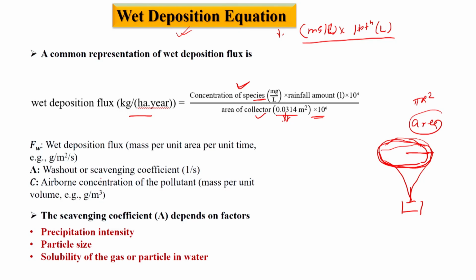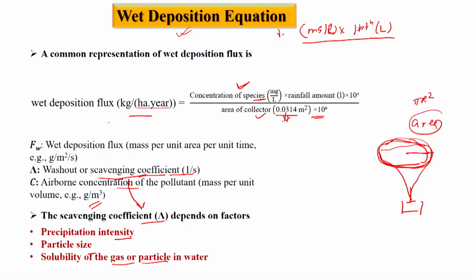There is also the washout or scavenging coefficient, which is given in 1 per second, and then you have the airborne concentration. Note that the scavenging coefficient has a unit of per second. This depends on the precipitation intensity, particle size, and solubility of the gas or particulate matter in the atmosphere. So this is very important.